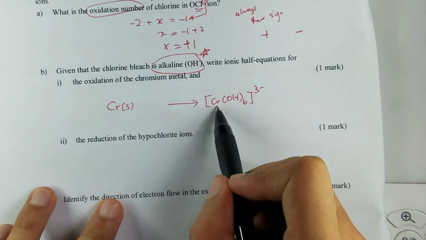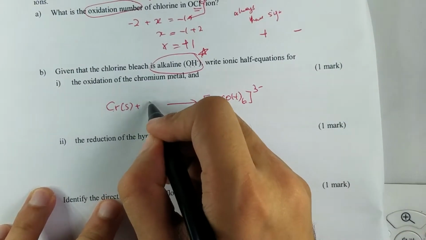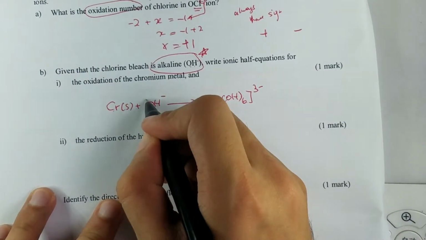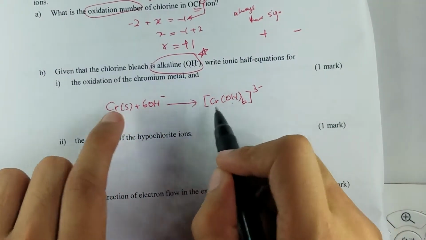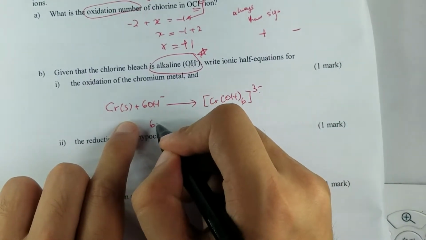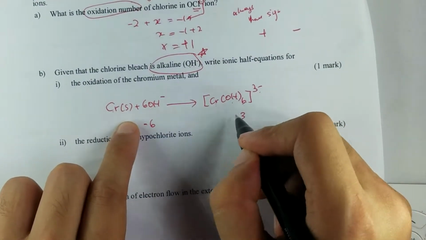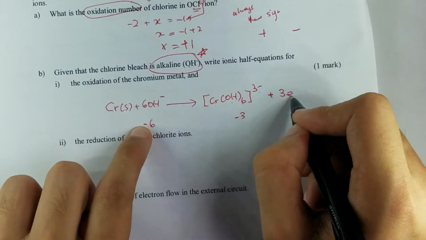Now, is this balanced? We have chromium, we have chromium. How many hydroxide do I have? 6. So I have to add hydroxide over here, 6 OH negative. Now I've balanced the hydroxide ions and the chromium. Now I balance the charge. We have 6 negative, and we have 3 negative. So where will I add the electrons? Plus 3 electrons on the right side.